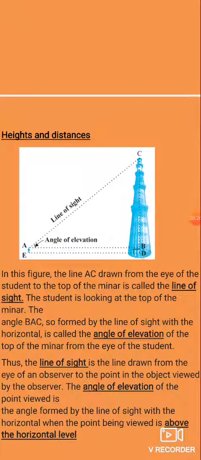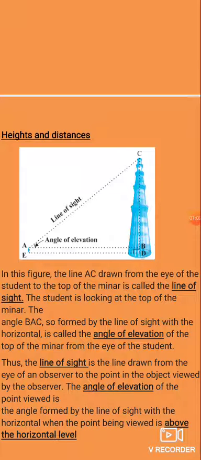So, heights and distances. Listen carefully to this figure. In this figure, the line AC drawn from the eye of the student to the top of the minar is called the line of sight. The student is looking at the top of the minar. The angle BAC, so formed by the line of sight with the horizontal, is called the angle of elevation of the top of the minar from the eye of the student.